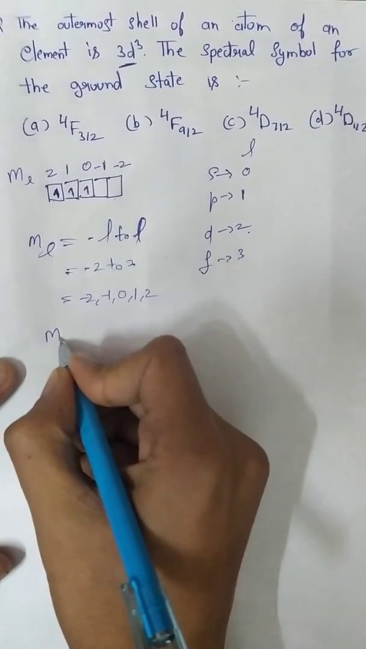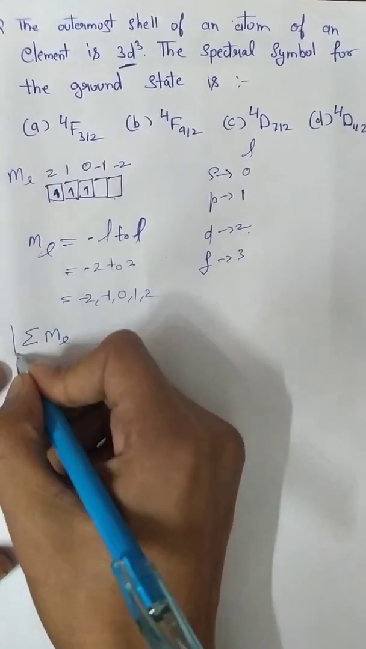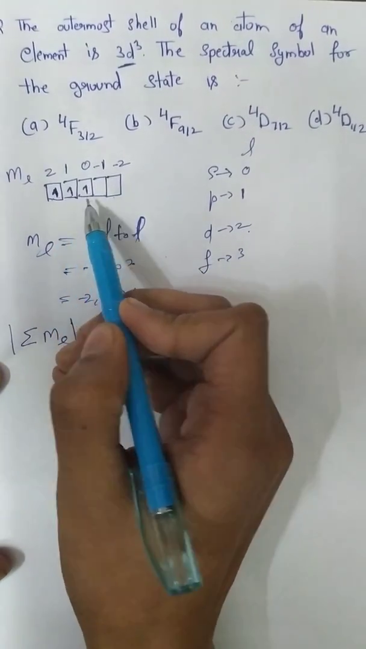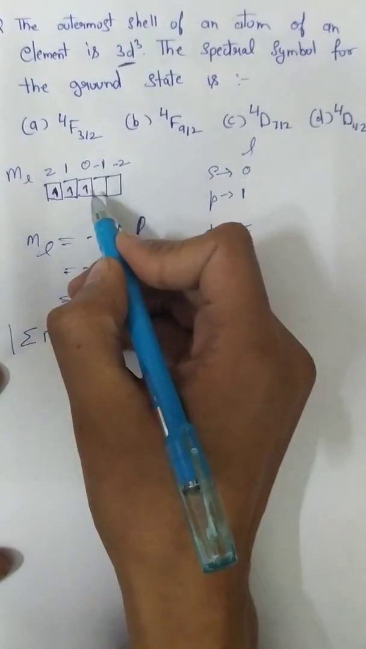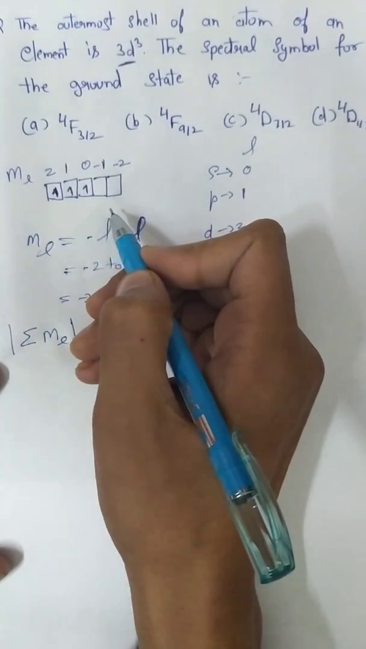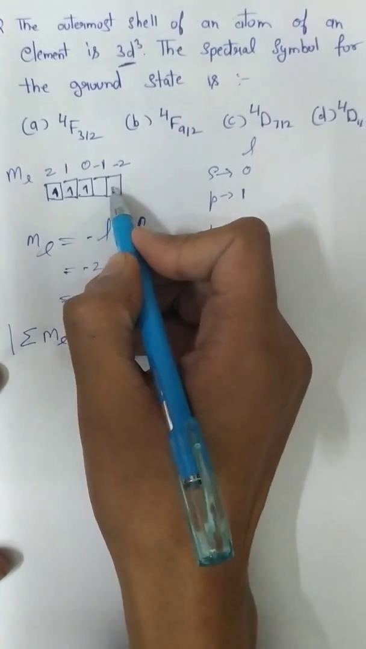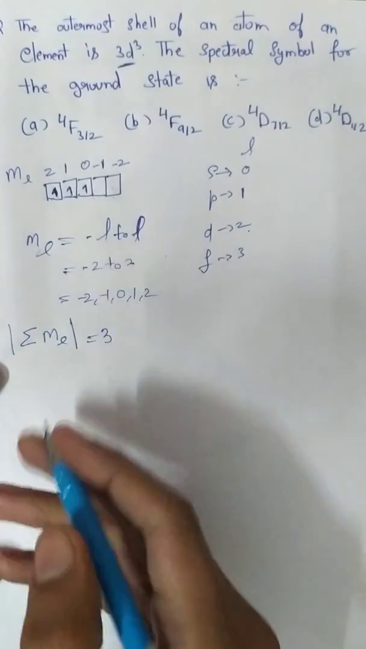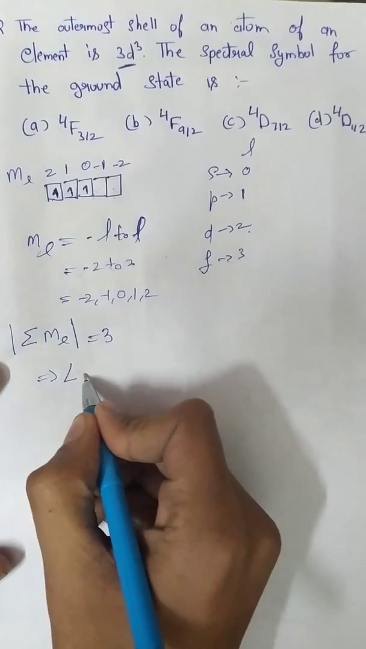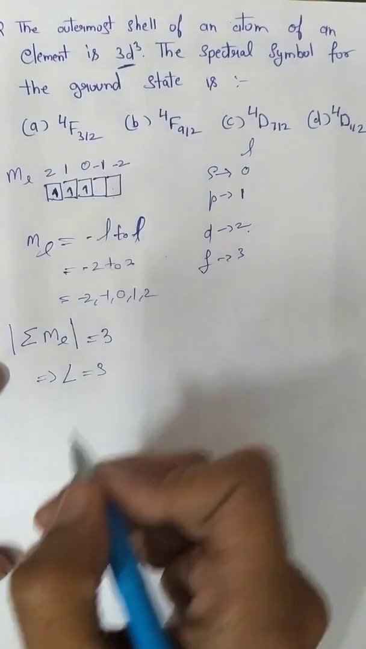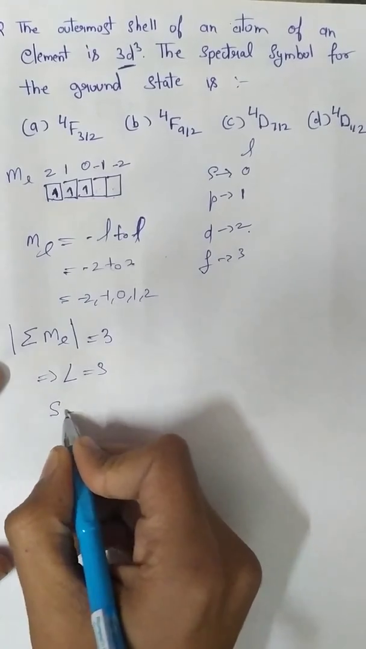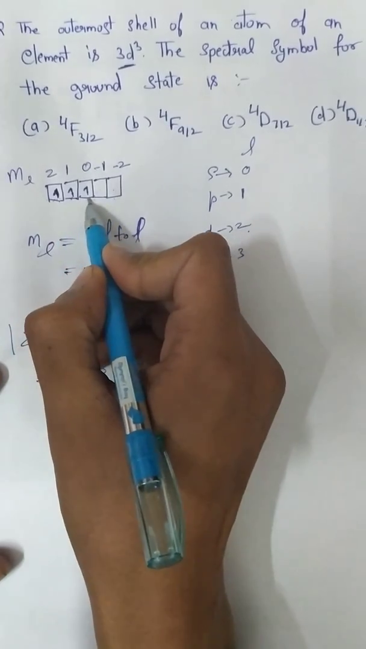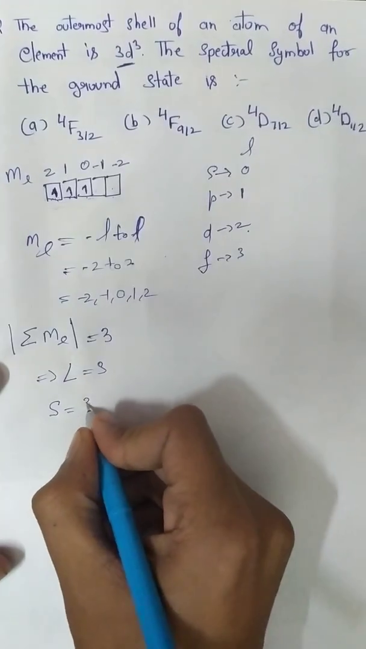Now you need to calculate the modulus of the summation of these ml values. What would that be? 2 plus 1 plus 0, which is 3. Why have I not taken minus 1 and minus 2? Because electrons are not filled in these orbitals. These orbitals are empty. That's why I have taken only these 3 orbitals for the L value. So the overall orbital angular momentum would be 3. Now you need to find the overall spin value S. Because all these 3 are parallel, it's half plus half plus half. That means overall S would be 3 by 2.